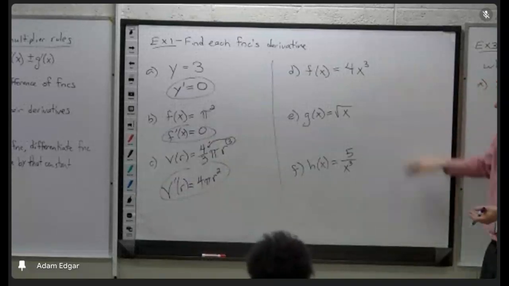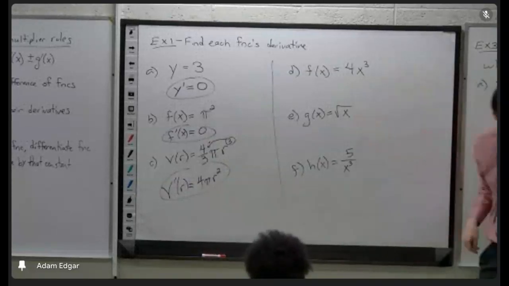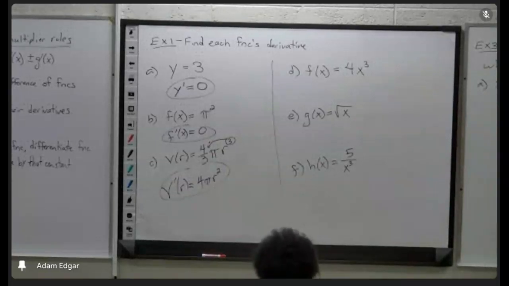2, f prime of x, whiteboard time. So, basic power rule, f of x equals 4x to the third. What's f prime of x, please? Write it down, hold it up. And you guys are forgetting something.